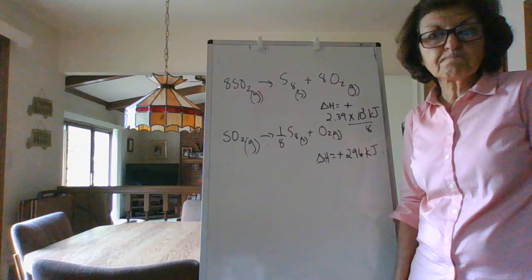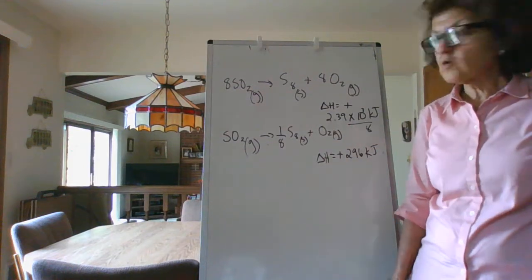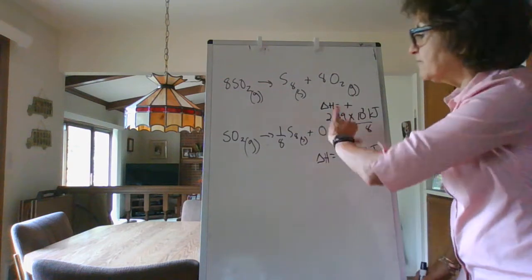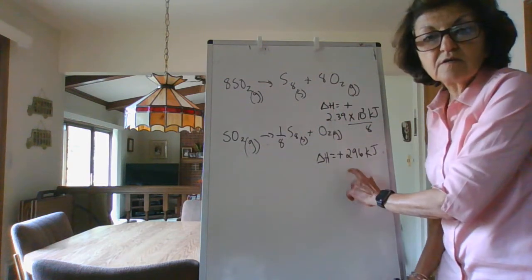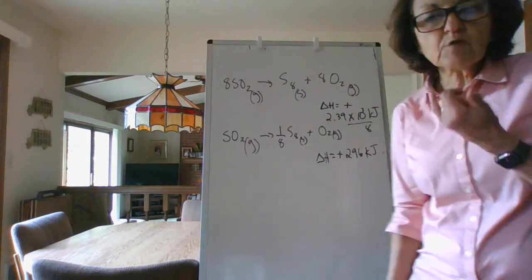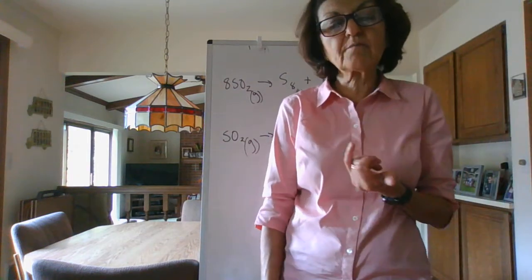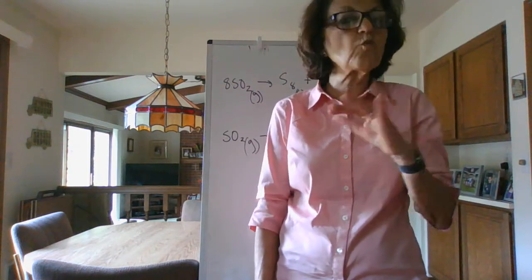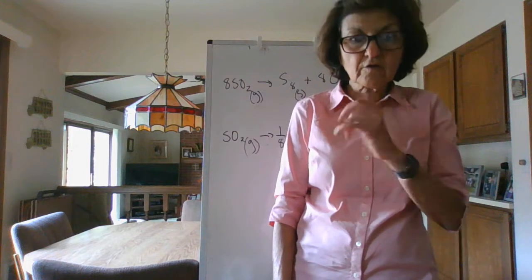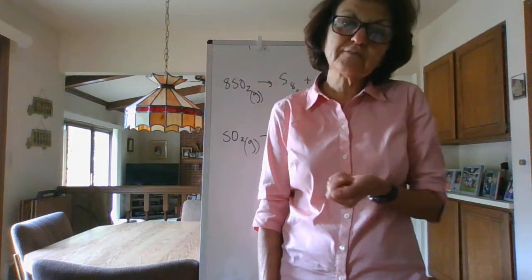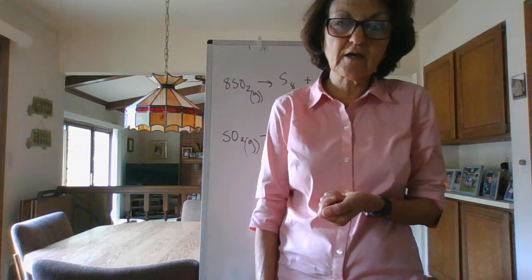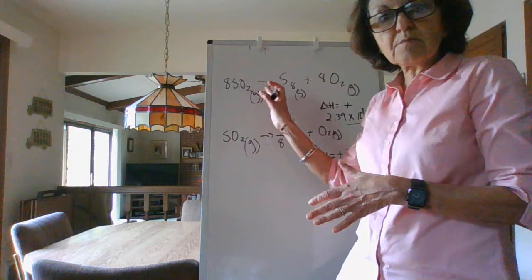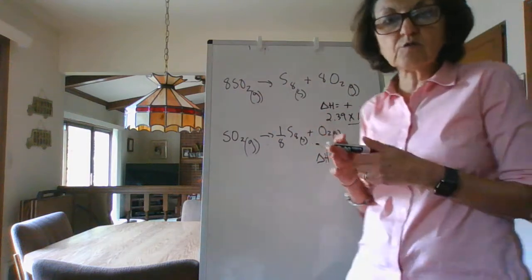Okay? What if I wanted to flip it? What if I wanted the synthesis of this? What would I do? I flip this, and then what happens? This is changed. So anytime you flip an equation, turn it from a combination to a decomposition, or a decomposition to a combination, if you think of it as the reverse reaction, you have to change the sign of the delta H. Okay? Anytime you're dividing by a certain number, you have to do the same thing to the delta H.